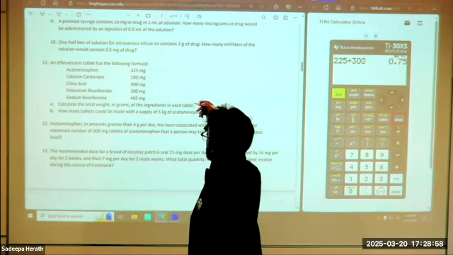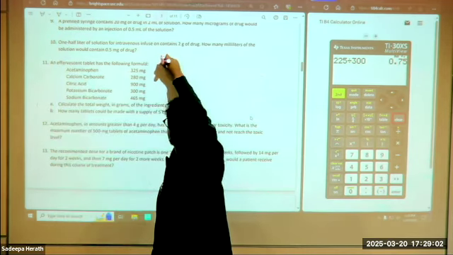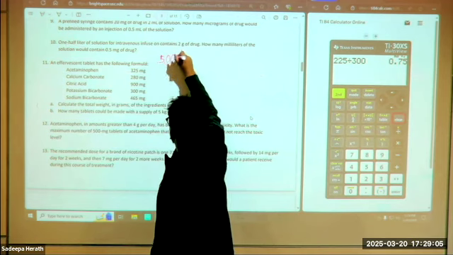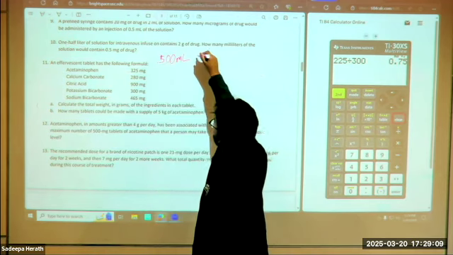So we're going to start with that. This 500 mL contains 2 grams of drug.